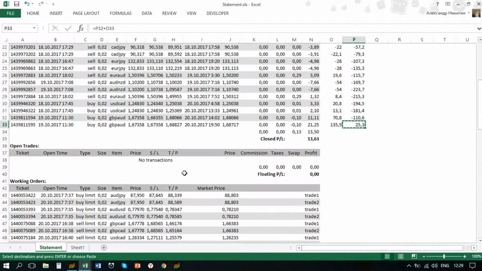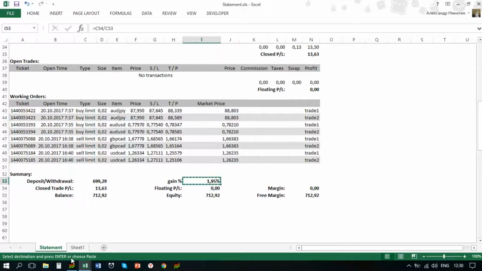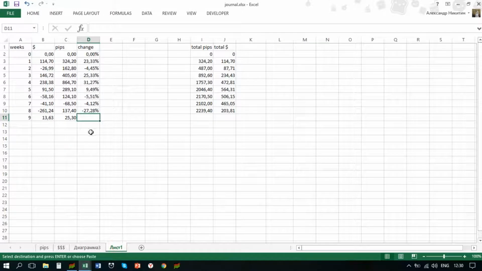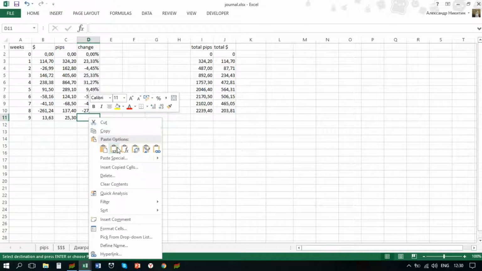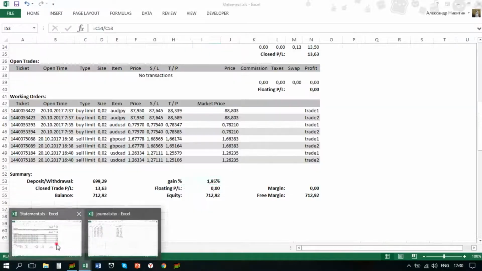Let me go copy my percent gain. Let me go to my journal and paste it here. Okay, done. So the total amount of pips is 2,264, and the total amount of dollar gain is 217, up from what I have started from. Okay, so I will not close this because I will do the calculation of the whole period.